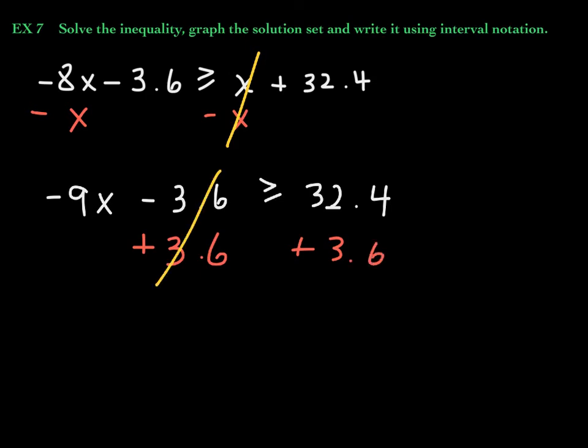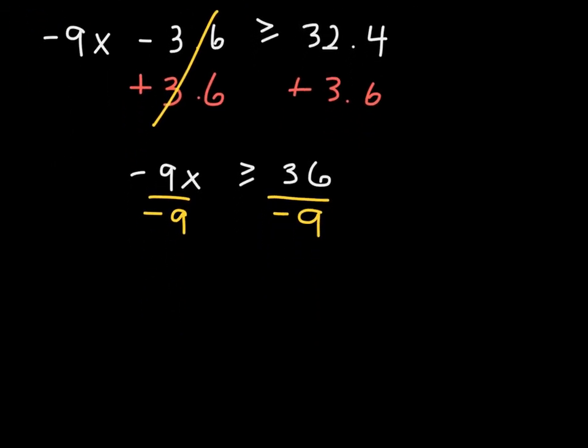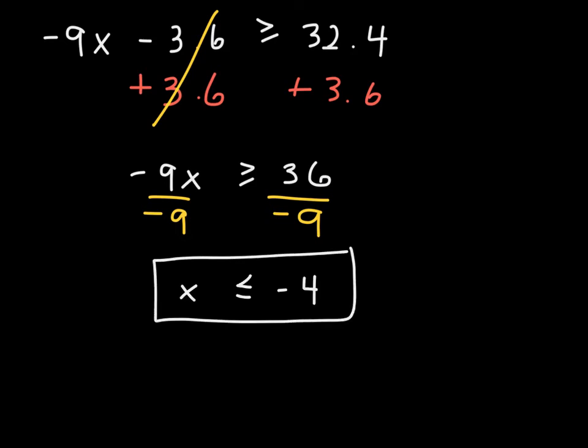Negative 3.6 and positive 3.6 cancel out. So you have negative 9x is greater than or equal to 36. I'm going to divide both sides by negative 9. Now, whenever you divide by a negative or multiply by a negative, your inequality symbol has to flip. So then this becomes x is less than or equal to negative 4. So be very careful to remember that because we divided by a negative, you have to flip the inequality. All right, everybody, here we go.